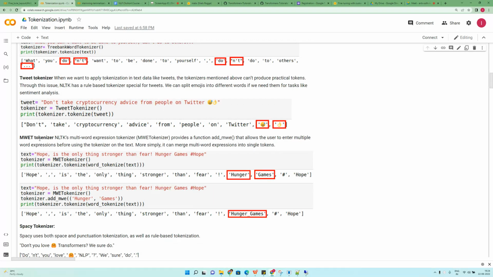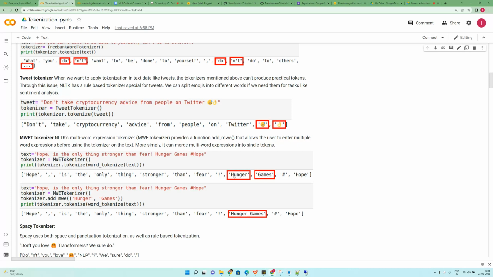There is one more tokenizer called the MWE tokenizer. The idea is that sometimes in English you get two words separately, but they actually represent one meaning. Let's say Hunger Games. Here hunger and games are not two different meanings, right? Hunger and games together represent one meaning, but they're divided into two words based on space. It doesn't mean that they are different.